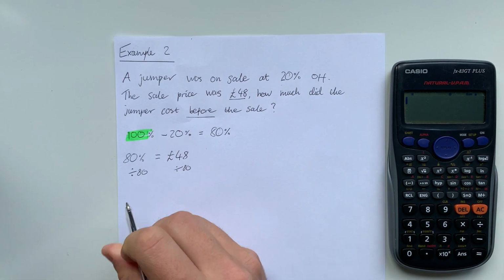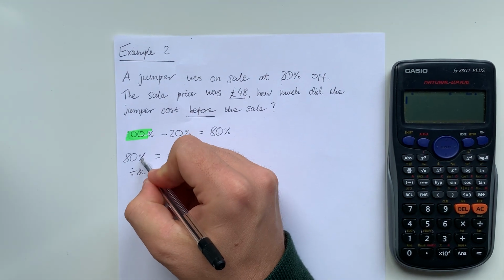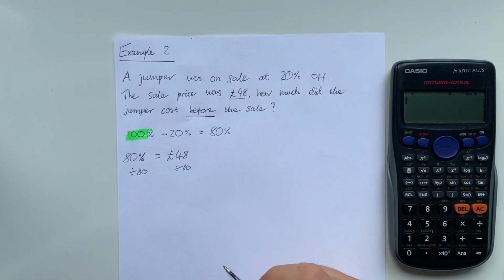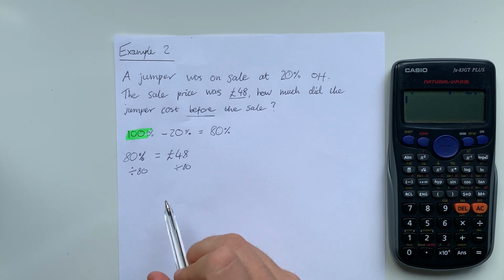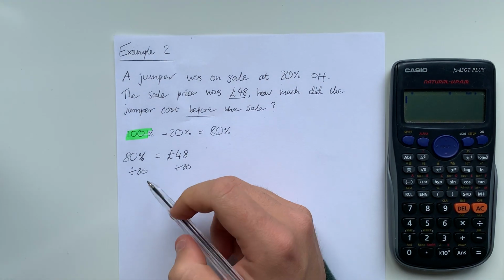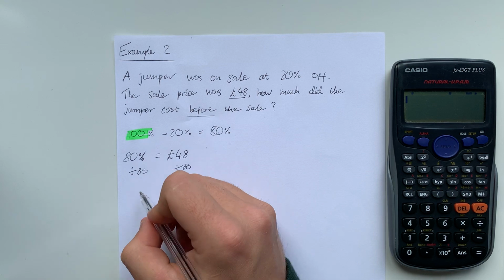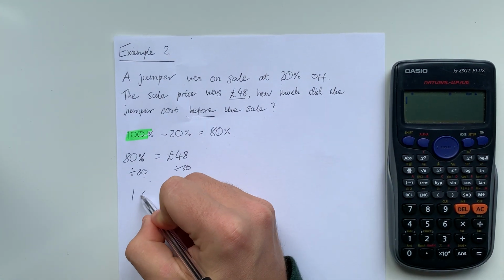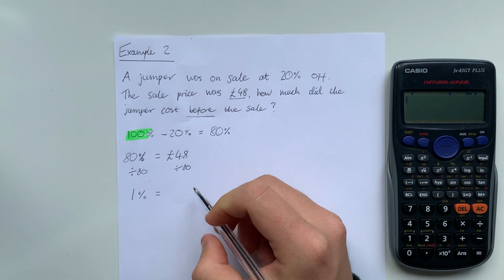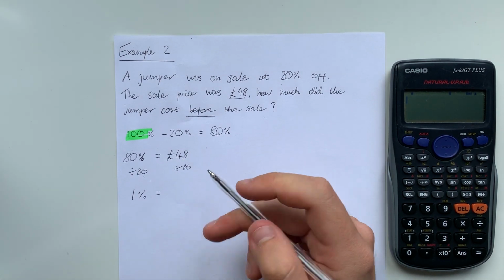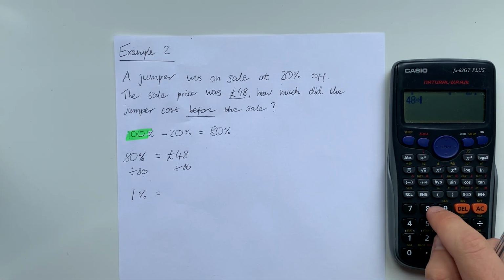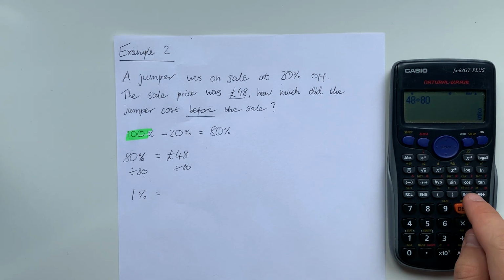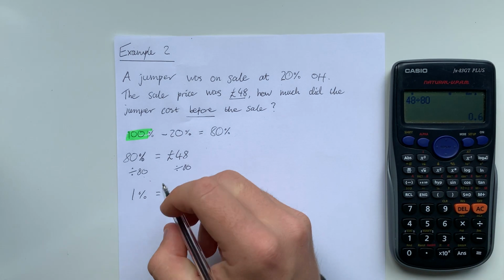Remember, whichever number is in front of this percentage sign, if you're doing a question like this, you need to divide both sides by it, here 80. Okay, and that will give you 1% every time, because if you divide a number by itself, it gives you 1. So we have 1% equals 48 divided by 80. You could do that without a calculator, but you'll probably have a calculator for these questions. 3 over 5 or 0.6.